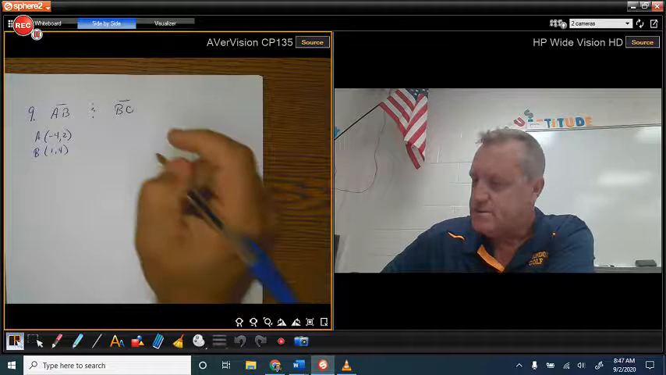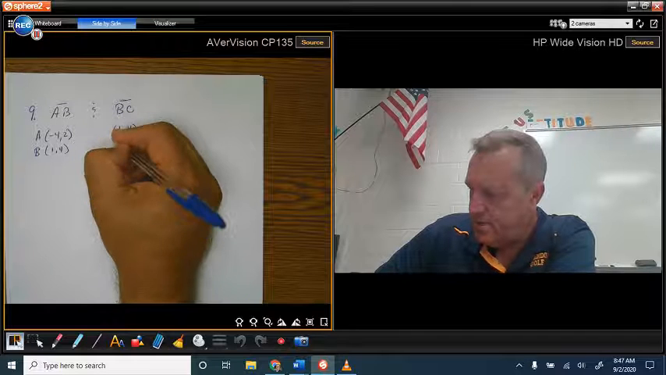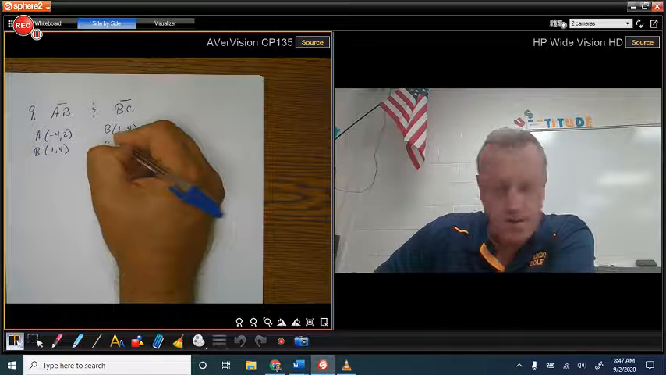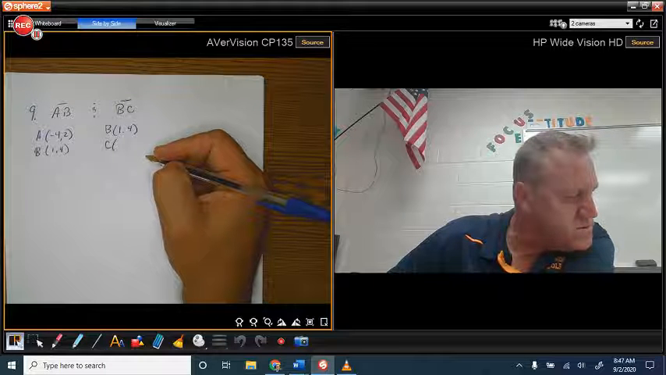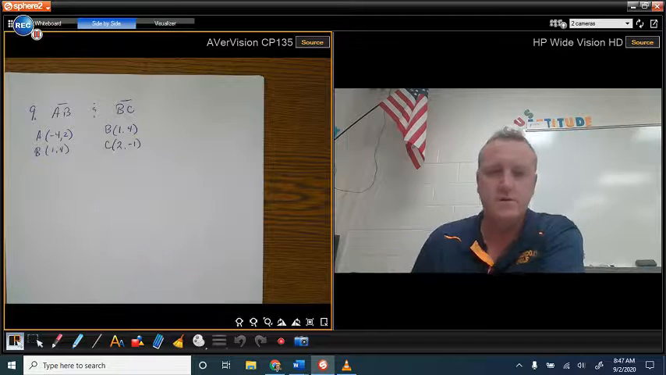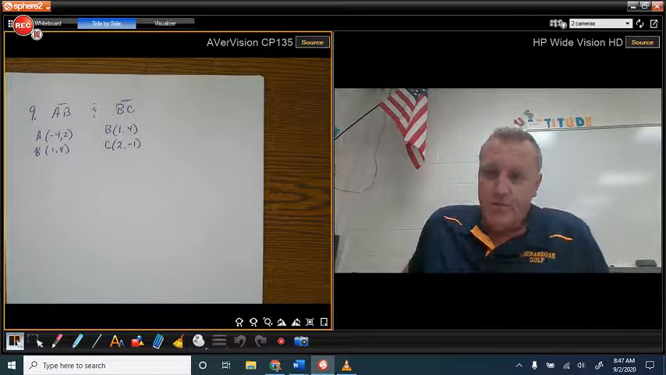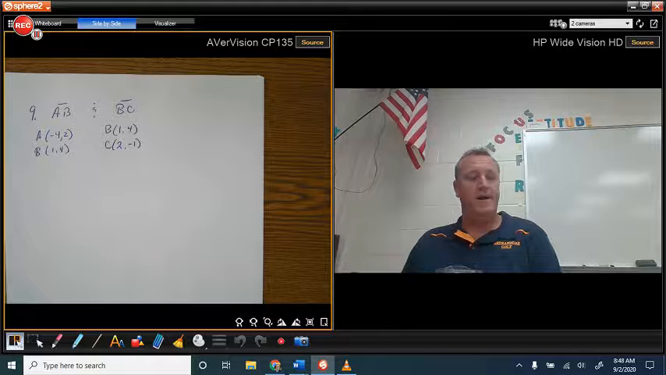Okay? And so then we already know what B has. It's got 1, +4. And then C, let's see where that is. Way down there. So it looks like 1, 2, and -1. So 2, -1. All right, so there's the 4 coordinates. Quick review of algebra 2. 4 coordinates that we've got to find the distance of.